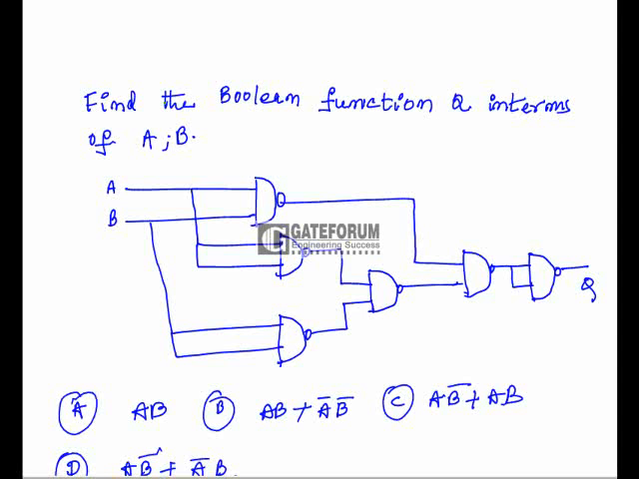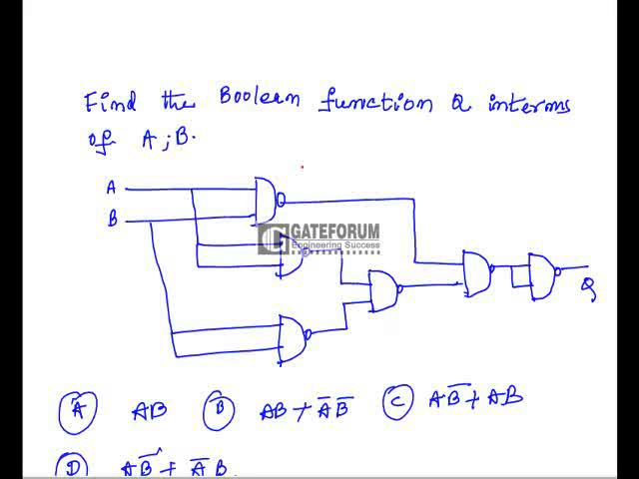Find the Boolean function Q in terms of A, B. So here AB is given to a NAND gate. Again, A and A is given to a NAND gate, and B and B is given to another NAND gate. So this is the circuit diagram, a combinational logic. We need to find out Q.